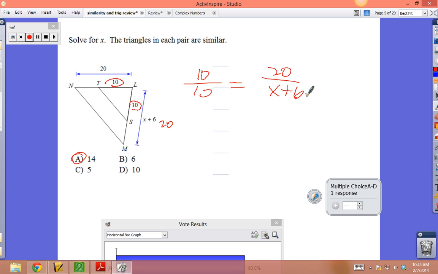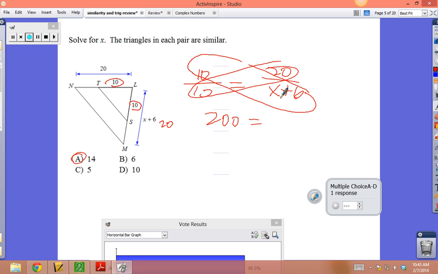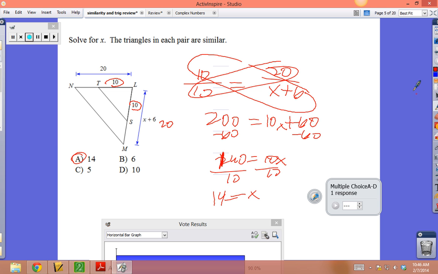But the algebra, if you're gonna compare 10 to 10, then you gotta compare 20 to x plus 6. And if you cross multiply, you're going to get 200 equals. Now when you cross this way, you got to times the 10 to both of them. 10 times the x is 10x. 10 times the 6 is 60. Now solve for x. So minus 60 minus 60. So we got 140 equals 10x. Divided by 10, divided by 10. So x is going to give you 14.